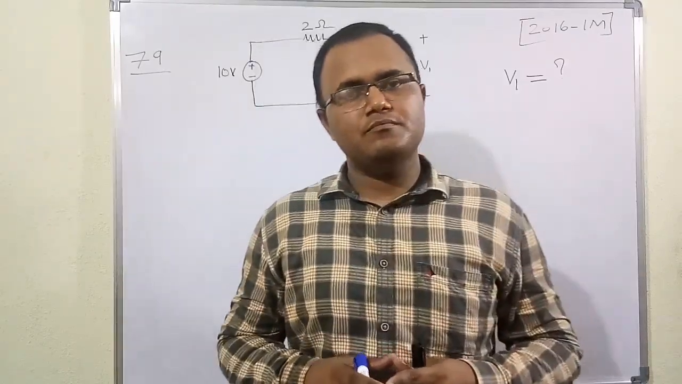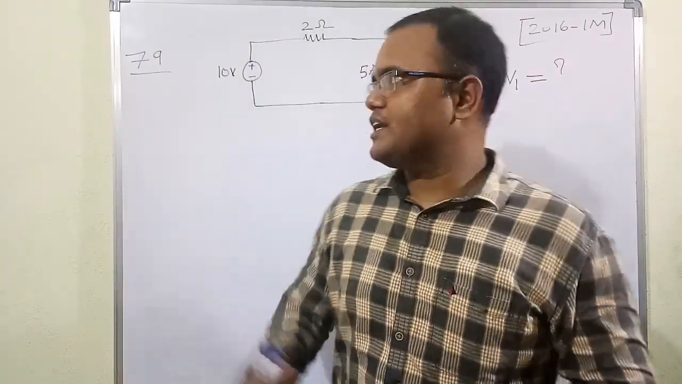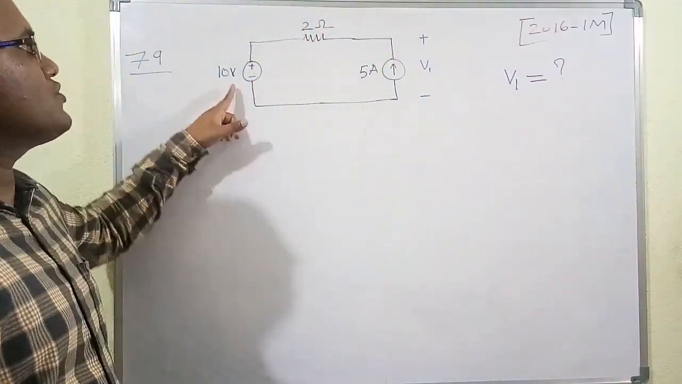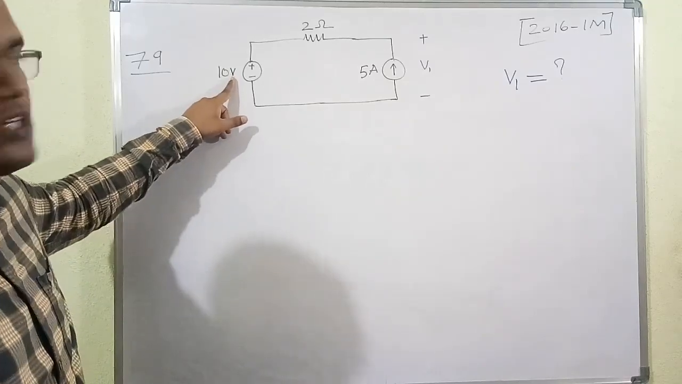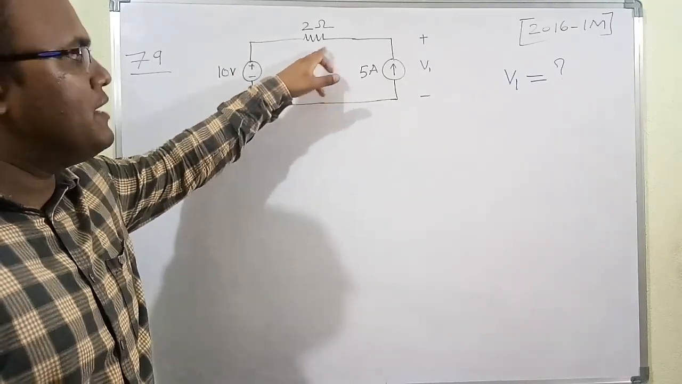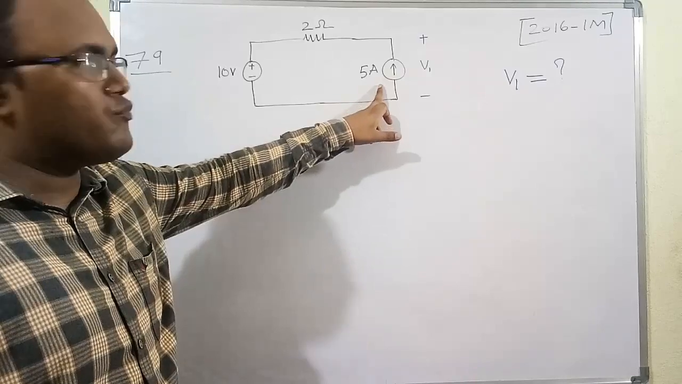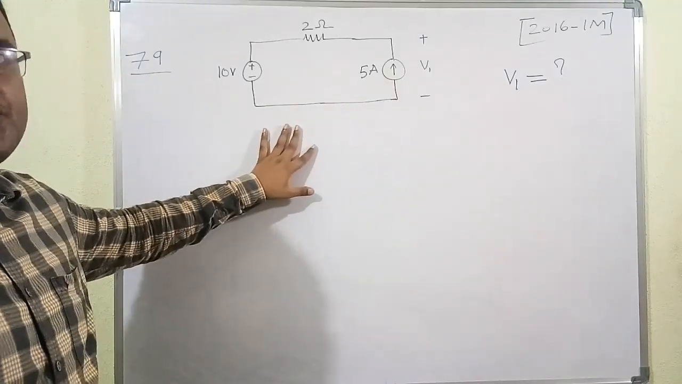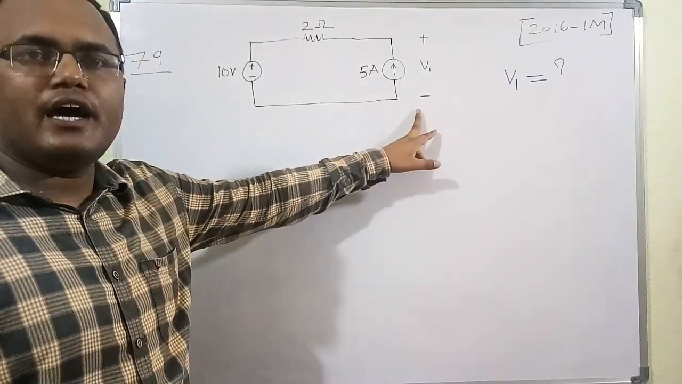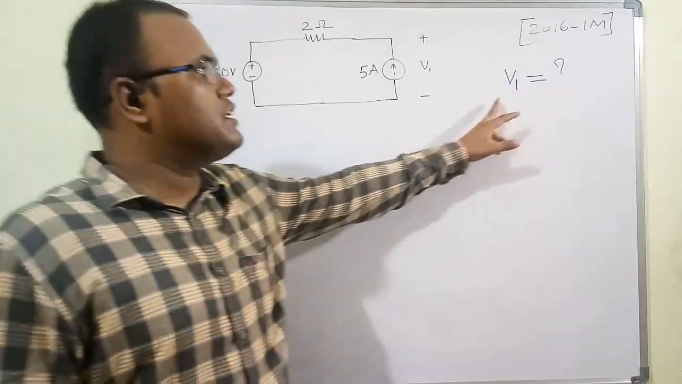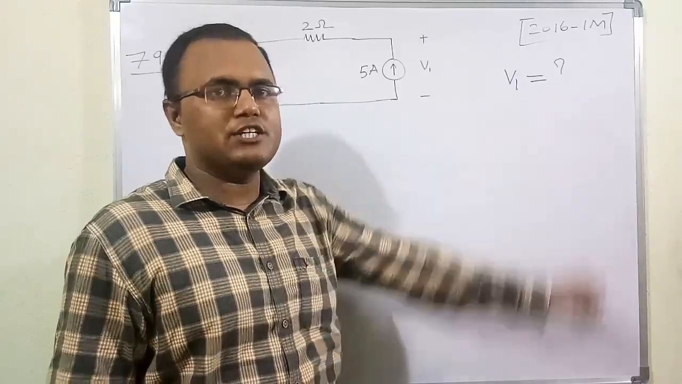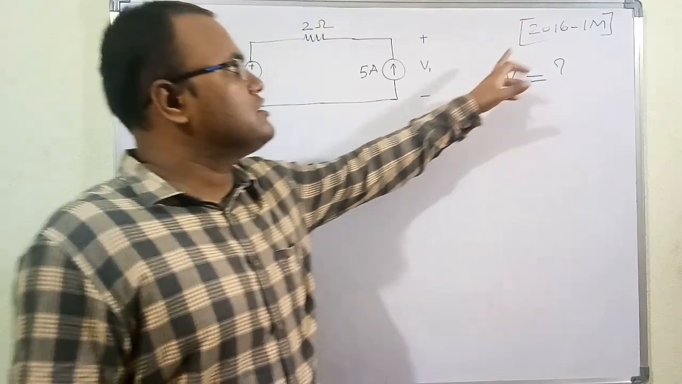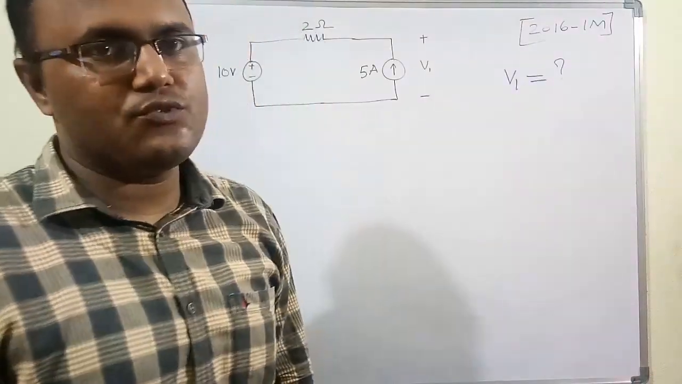After solving the previous problem, now let's move forward to another numerical, numerical number 79. In this numerical, there is an ideal voltage source of 10 volt, a resistance of 2 ohm, and another ideal current source of 5 ampere connected in this fashion. The aim of this question is to find the voltage across the ideal current source, V1, which we need to find.